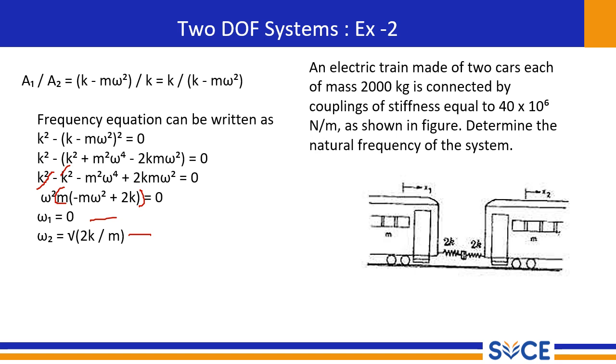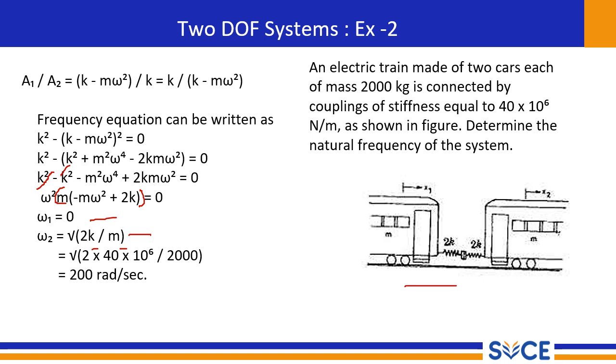So now let me substitute what is given in the problem. We have to solve it and get the numerical value of the natural frequency. So we plug in the given values. We have omega equal to root of k, the stiffness we have to substitute, and the mass we have to substitute. The mass is 2000 kg. If we substitute, we get 200 radians per second. Therefore, the natural frequency of the coupled train system is 200 radians per second.